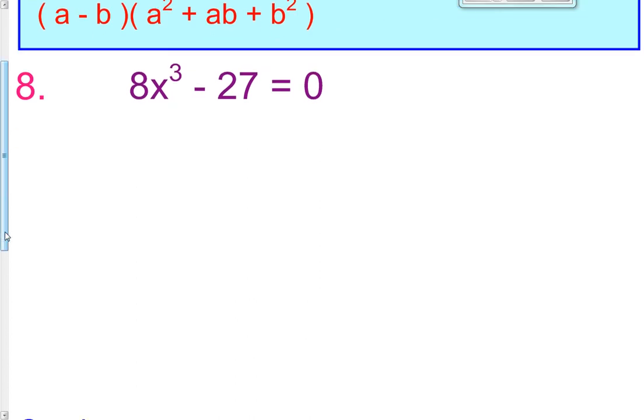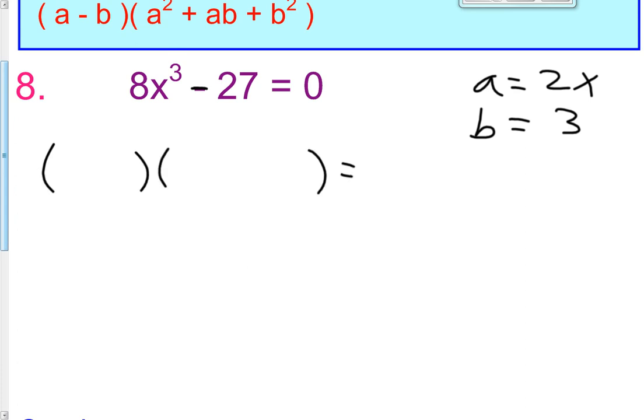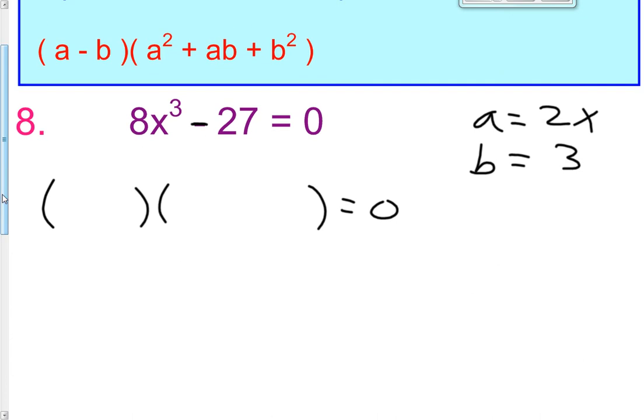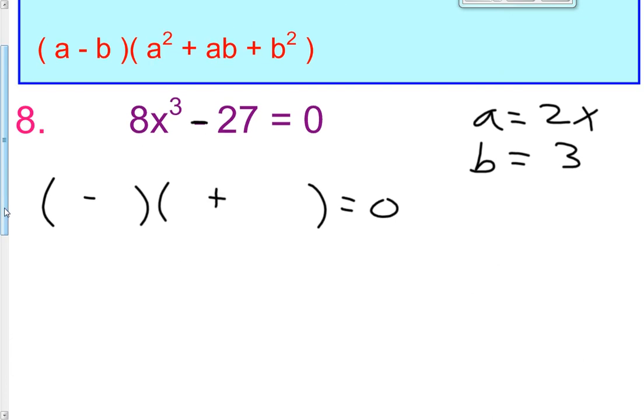This is the difference of two cubes. So our a value is going to be the cube root of the first term, which is 2x. Our b value is the cube root of the second term, which is 3. So it's going to factor down into a binomial and a trinomial. The binomial for the difference of two cubes has a subtraction sign in the middle, and the trinomial has two positive signs. So it's a minus b, 2x minus 3, times a squared. 2x times 2x is 4x squared, plus ab, 2x times 3 is 6x, plus b squared, which is 9.